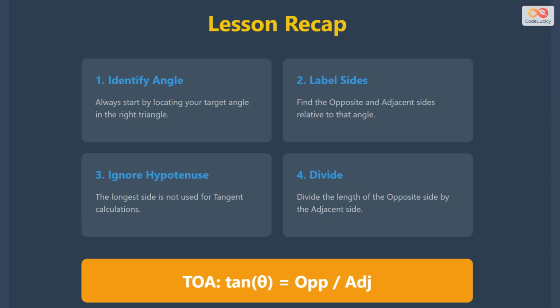To wrap up, remember these 4 steps. 1. Identify your target angle. 2. Label your opposite and adjacent sides. 3. Ignore the hypotenuse. And 4. Simply divide opposite by adjacent. TOA, that is all there is to it.